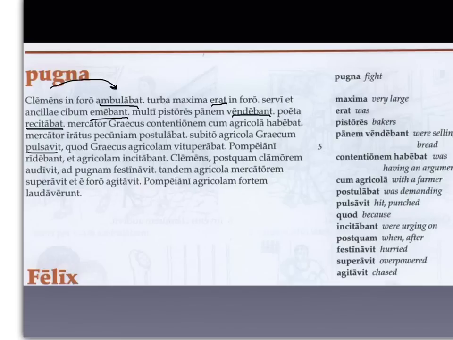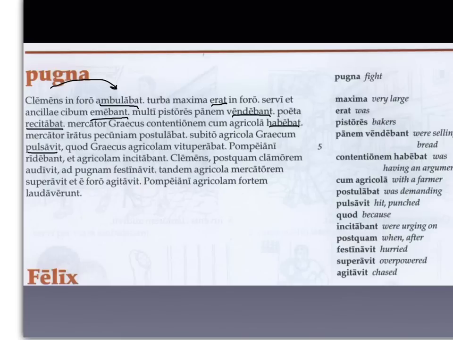And I'm going to jump to the end of the sentence where I'm usually going to find my verb. So you have habebat. Okay, I see the be. So I know it's someone was verbing. So the Greek merchant was having. Habebat. Bat is the word for have. So a Greek merchant was having.